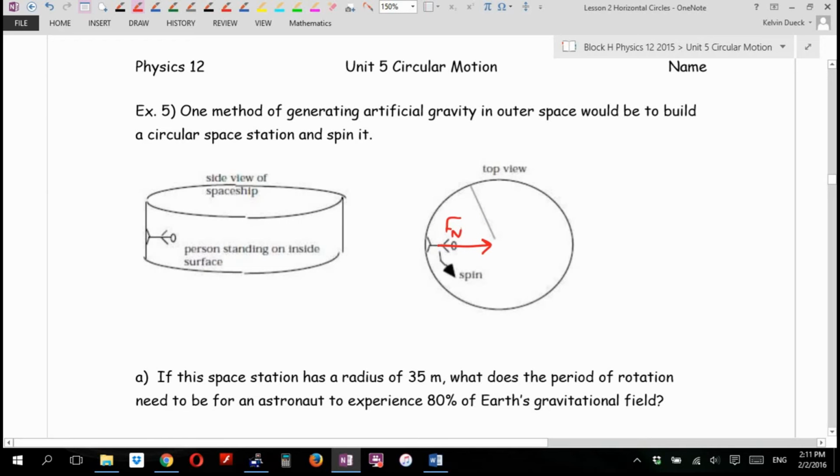Now, there are some problems with this, because your circle is not very large, so probably there would be a different velocity at your head than at your feet. If you were walking in the same direction as the space station was spinning, it would feel like your head was always wanting to fall back and be left behind, and you'd have to learn to compensate. There might be some dizziness, some inner ear trouble. You'd have to get used to that.